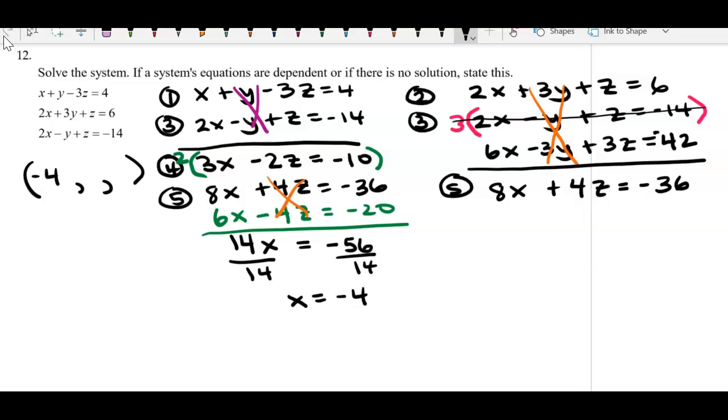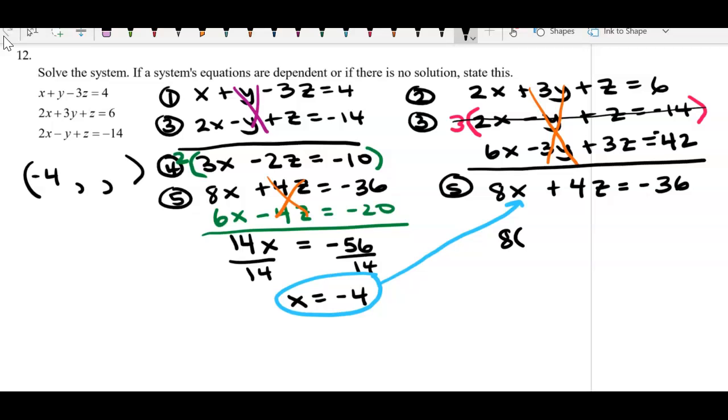We still need to find the y and z. But remember that first one is always the longest to get. So how can we use this x equals -4 to find another one? We could plug it into one of the 4 or 5 equations that we made. Yeah, and I'm going to put it right there. Looks like it'll be easiest to do that.